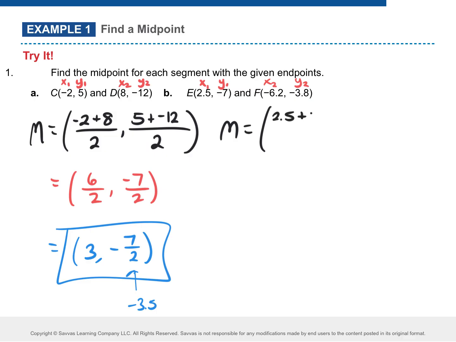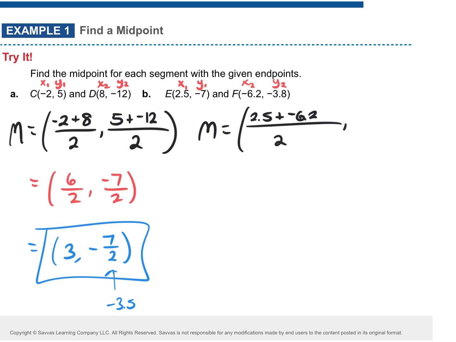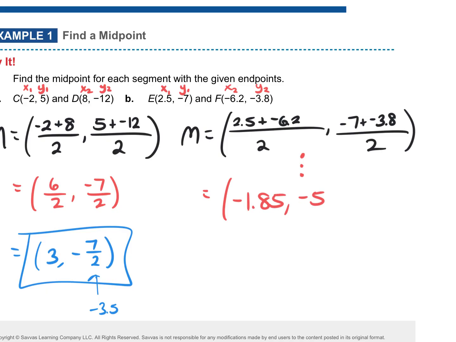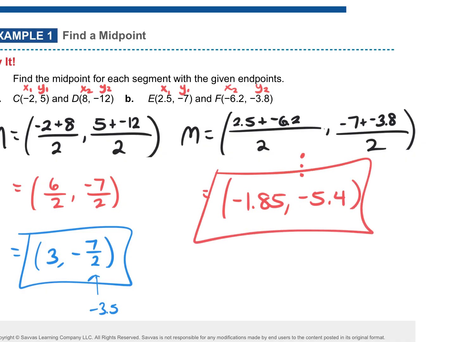2.5 plus, remember we're adding that negative. Are negatives important? Sure are. What about the y's? Exactly. Divided by 2 equals, what did I get? You can tell me your final answer. Negative 5.4. Again, do I expect you to do mental math? No. Clap once if you agree. Awesome.